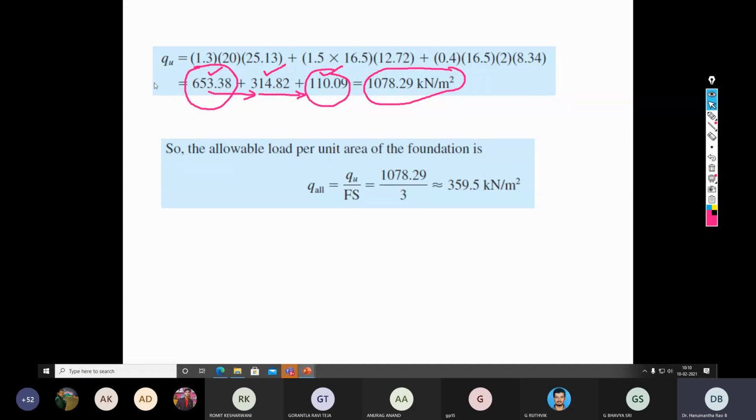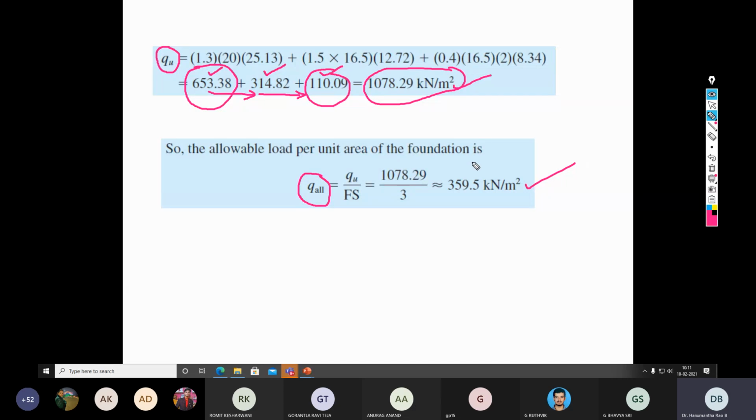Then one important thing is there are two different terminologies. One is qu, which, as I told you, is the ultimate bearing capacity of the soil. Next is q allowable, that is the allowable bearing capacity of the soil. These are the two important things you must remember. Suppose you try to distinguish between the ultimate value of 1078 kilopascals and 359 kilopascals.